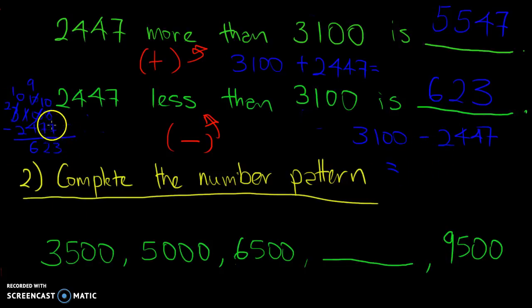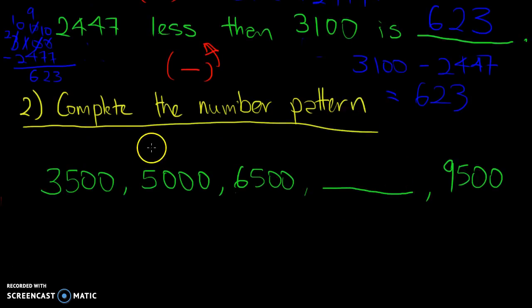So just let me quickly check if that's right. Just now what I was doing is actually adding 623 plus 2477, and that indeed gives me 3100. I was just doing mental sums just to check my answer. So 3100 minus 2447 gives you 623.